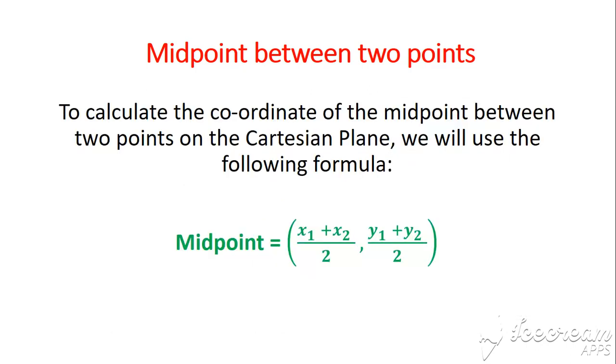Alright, to calculate the coordinate of the midpoint between 2 points on the Cartesian plane, we are going to use the following formula. The midpoint is equal to x1 plus x2 all divided by 2. That gives us the x coordinate, and y1 plus y2 divided by 2. That gives us the y coordinate.